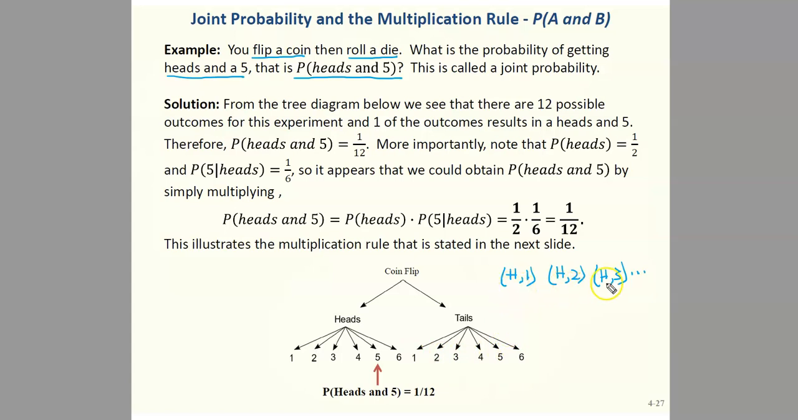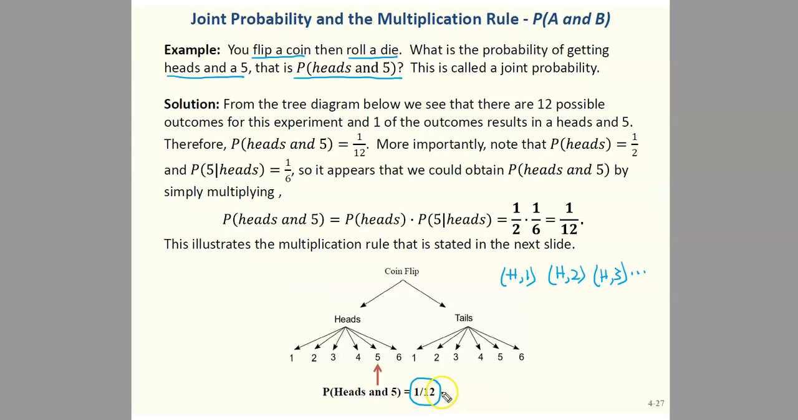Now each of these has the same likelihood of occurrence. The probability of getting heads and a 4 is the same as the probability of getting tails and a 2, as long as the coin is fair and the die is fair. And we see that getting a heads and then a 5 is one of those 12 possible outcomes. So the probability of getting heads and a 5 is 1/12, and that's our answer.